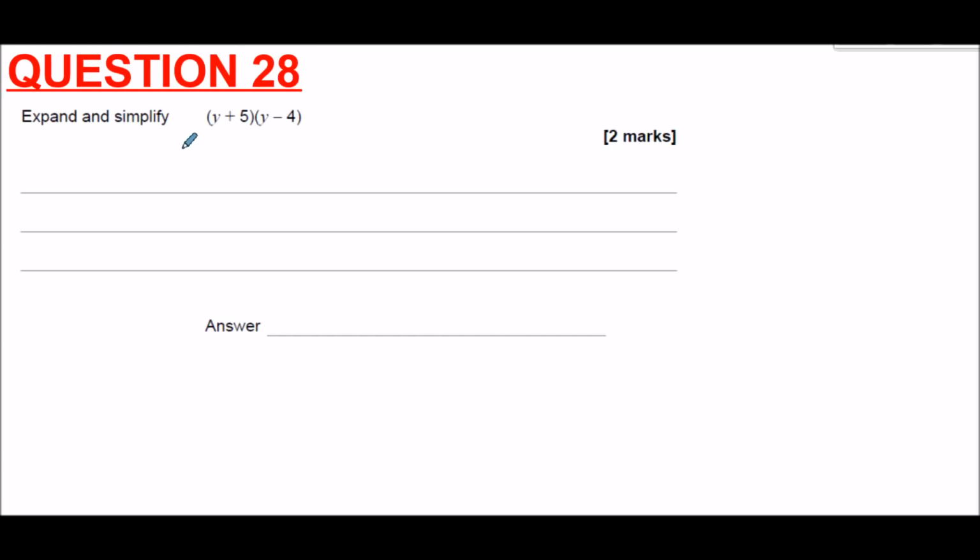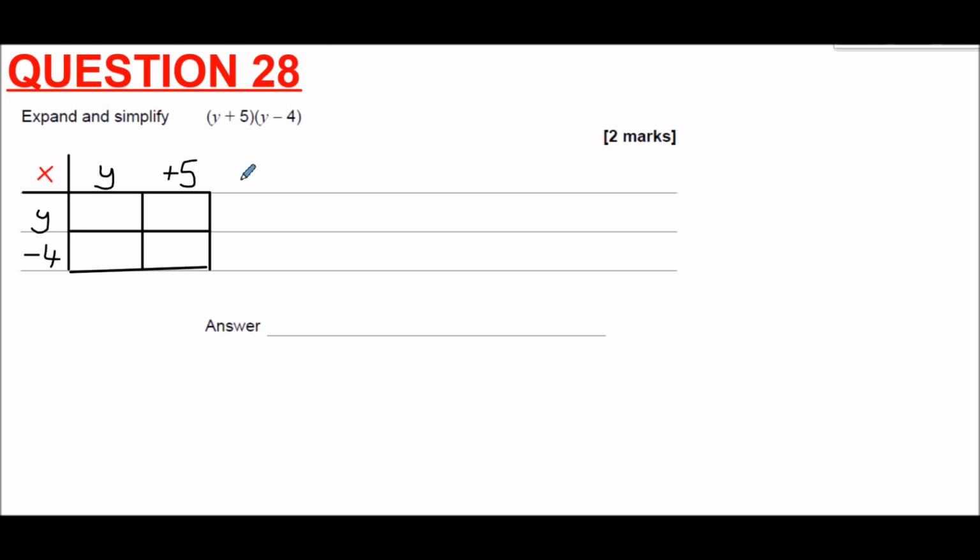Question 28. Expand and simplify y plus 5, y minus 4. What I'm going to do for this one, I'm going to section off the brackets into one row and one column each. So y plus 5 we can write either above or to the side. So I'm going to write this one above. The other bracket we can write down here. So it's a 2 by 2 grid.